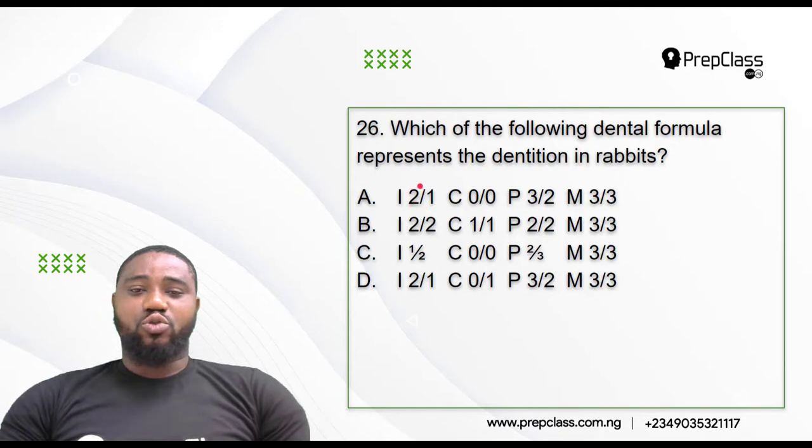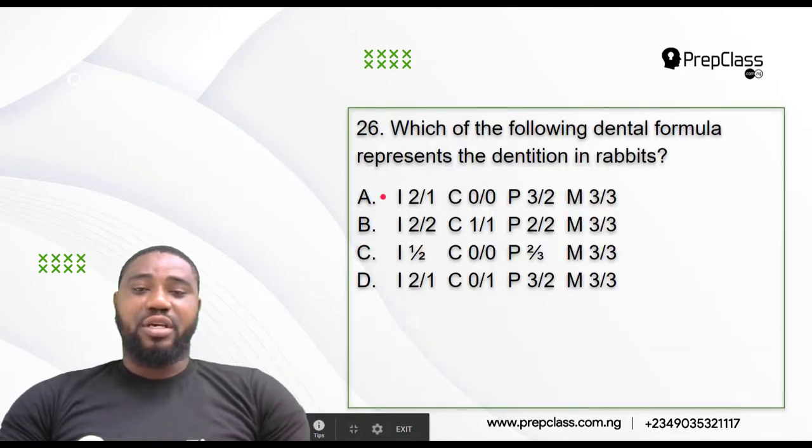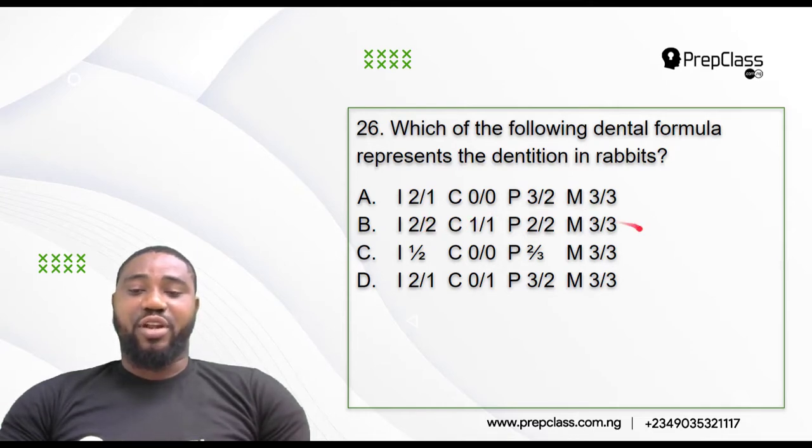From the options, I represents incisors, C represents canine, P represents premolars, and M represents molars. So you see option A: incisor 2 over 1, canine 0 over 0, premolar 3 over 2, molar 3 over 3. Is it incisor 2 over 2, canine 1 over 1, premolar 2 over 2, molar 3 over 3? Is it incisor 1 over 2, canine 0 over 0, premolar 2 over 3, molar 3 over 3? And is it incisor 2 over 1, canine 0 over 1, premolar 3 over 2, and molar 3 over 3?